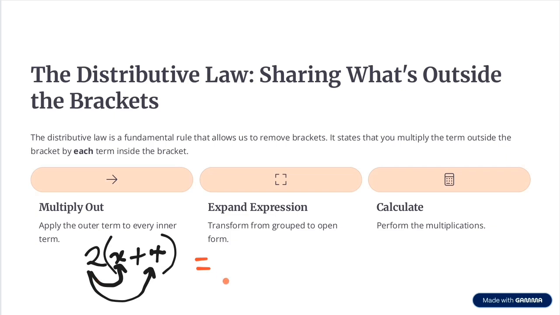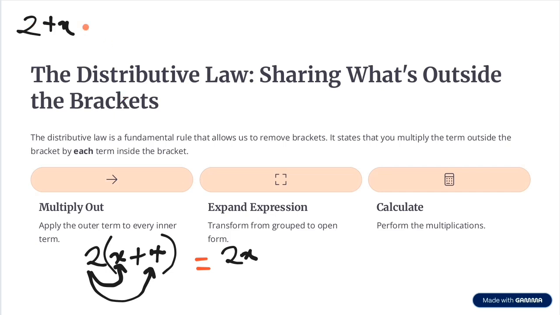So here, to remove brackets, what is 2 times x? 2 times x is 2x. Now let me say this quickly: there are four basic operations that combine numbers and variables.